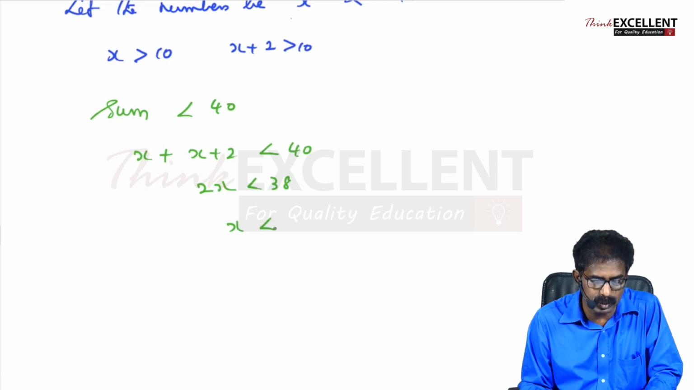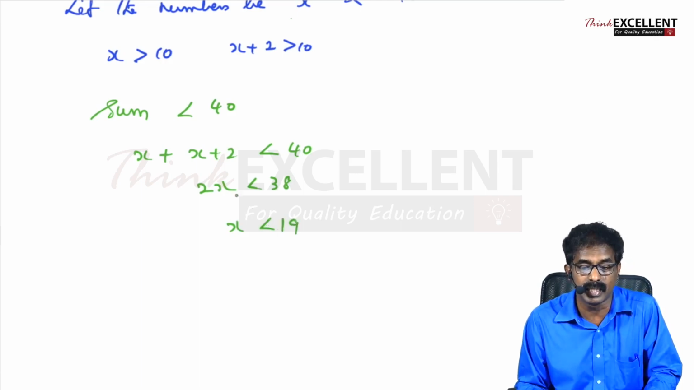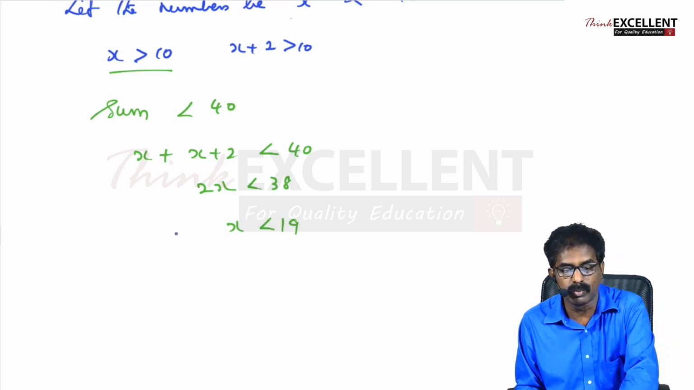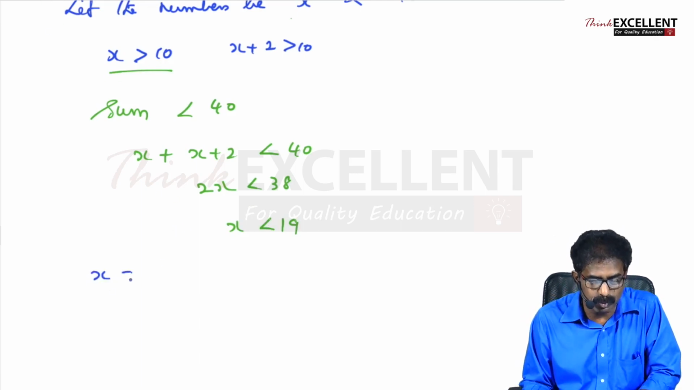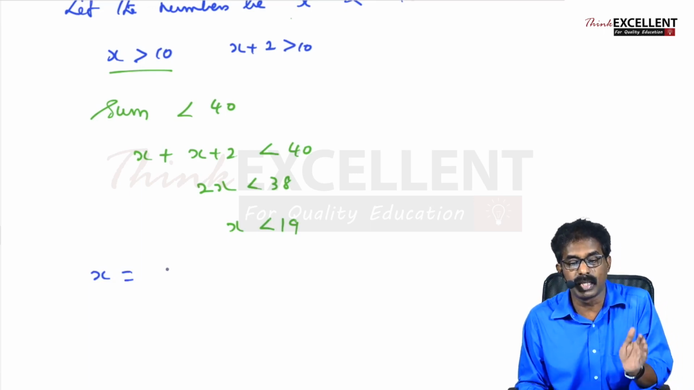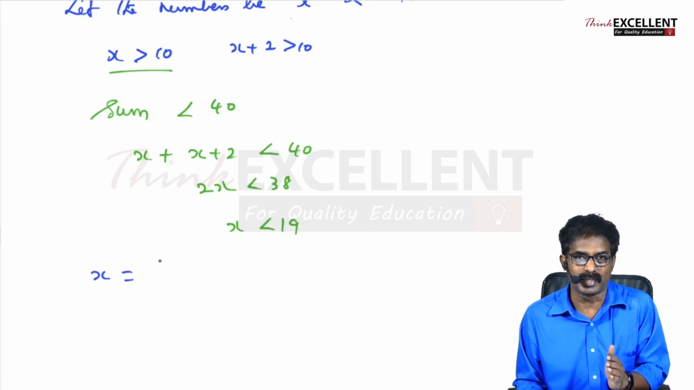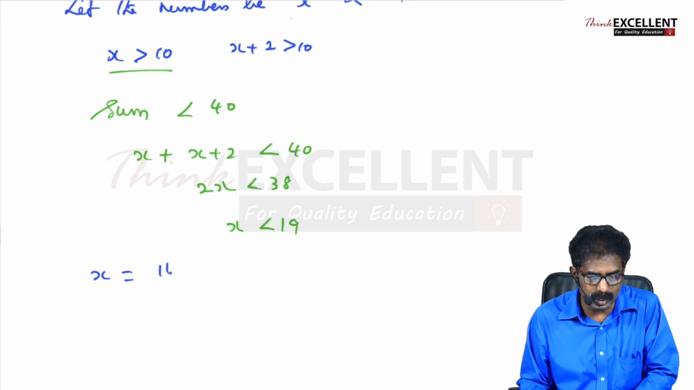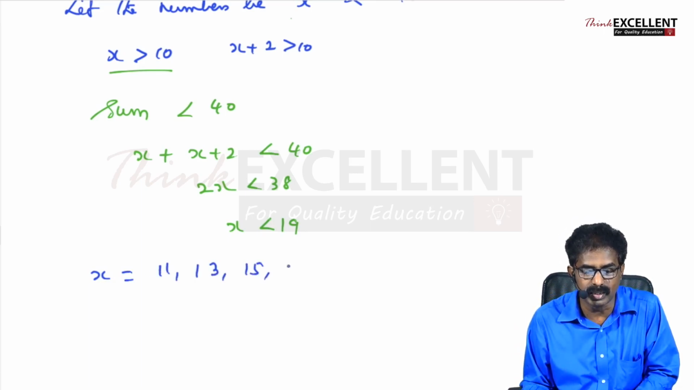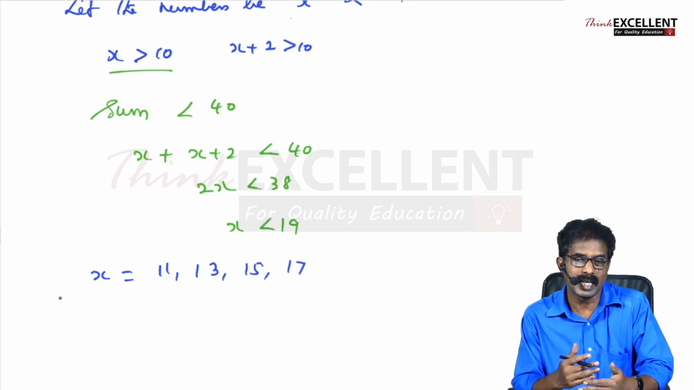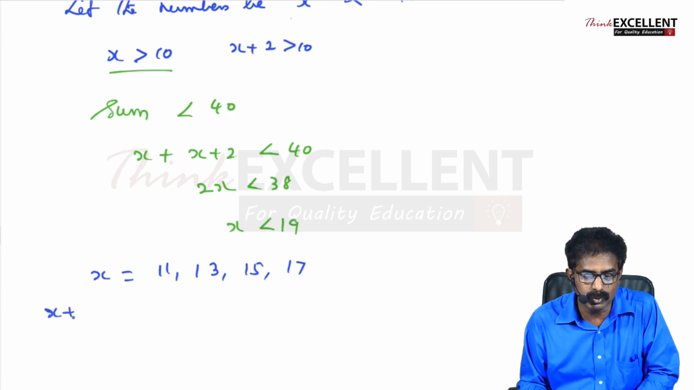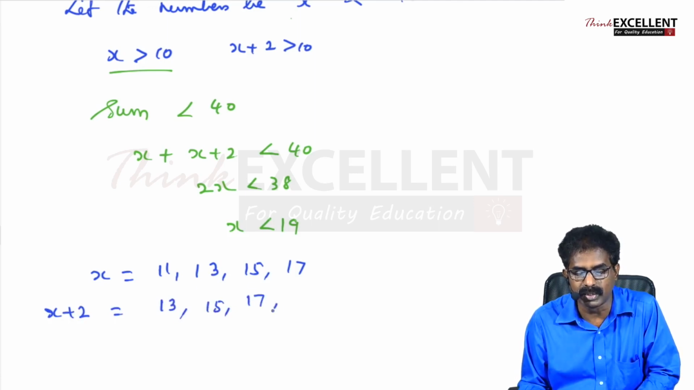So x is less than what? 19. x is less than 19, but here we have x greater than 10. Also we want odd numbers, right? So what are the possible values for x? x more than 10, less than 19. 19 you don't take. Only odd numbers we want, so 11, 13, 15, 17. The other number is x plus 2, so 11 plus 2 is 13, 13 plus 2 is 15, 15 plus 2 is 17, 17 plus 2 is 19.